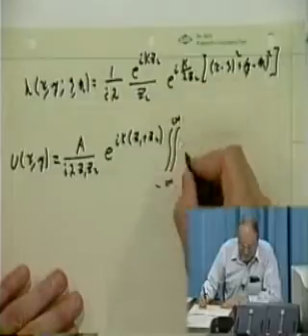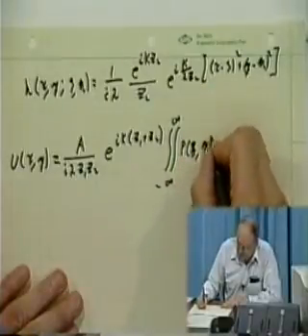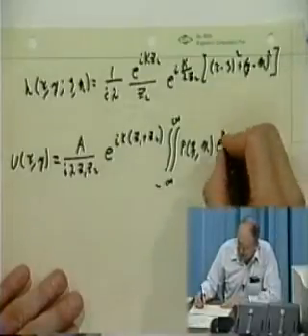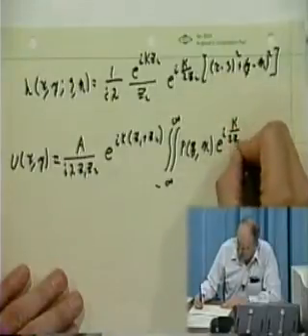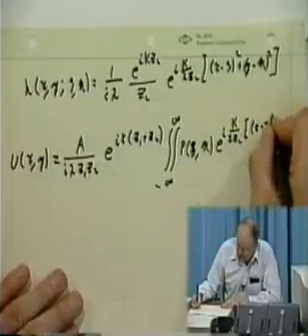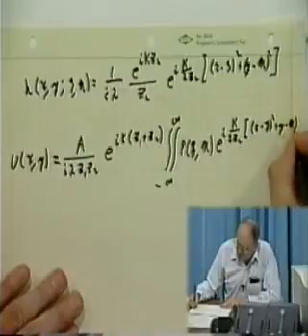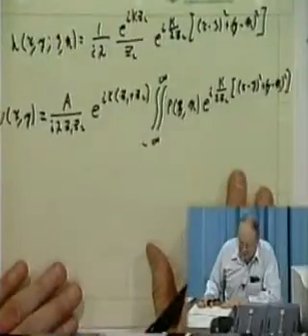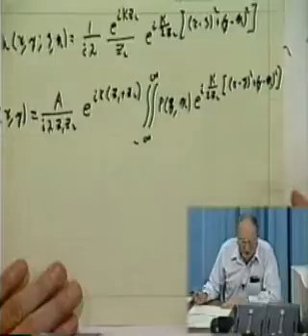Minus infinity to infinity, whatever the aperture function is, of squiggle and eta. And then we have an e to the i k over 2 z2 times x minus squiggle squared plus y minus eta squared. Okay, you can read that: x minus squiggle squared plus y minus eta quantity squared.